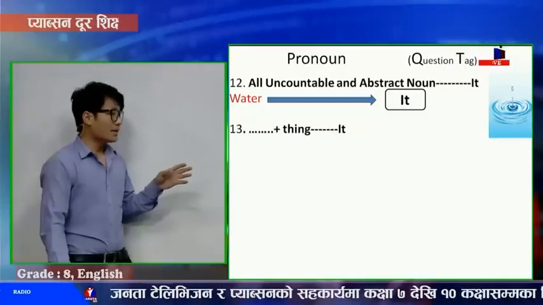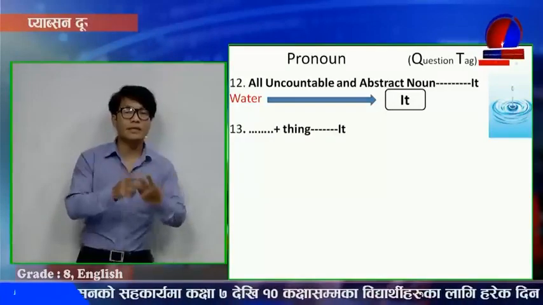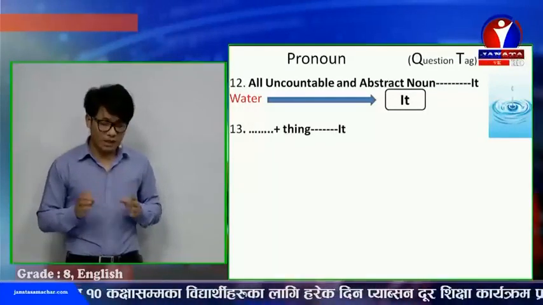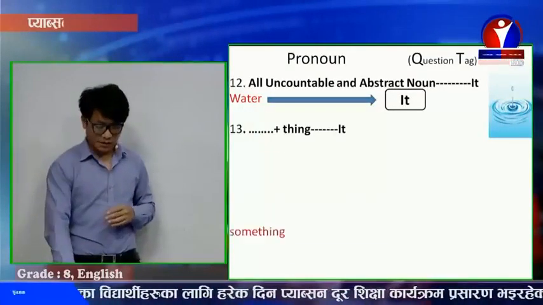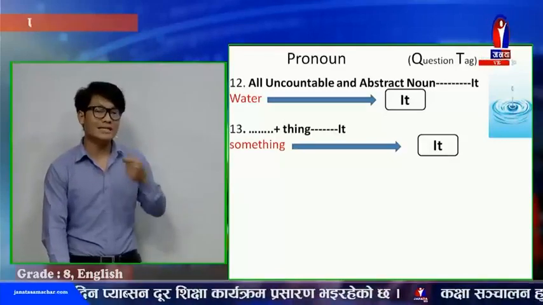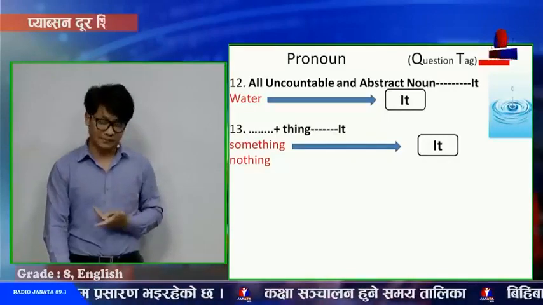Now next you can see the "thing" words, like everything, something, nothing, anything. In such a case, we use the pronoun "it." You can see something: in the place of something, we write the pronoun "it." Nothing, obviously we write the pronoun "it."